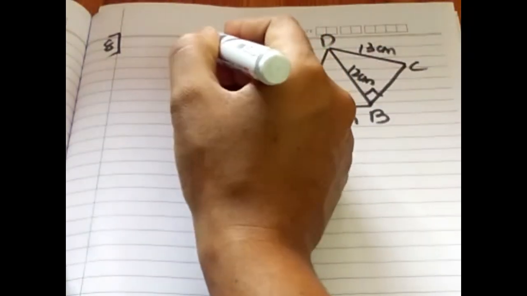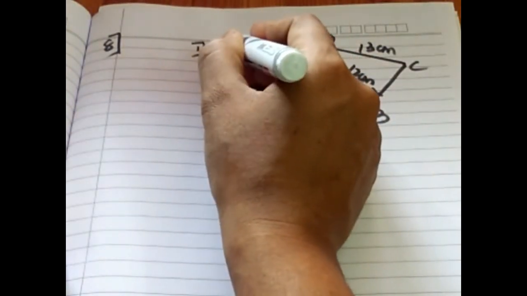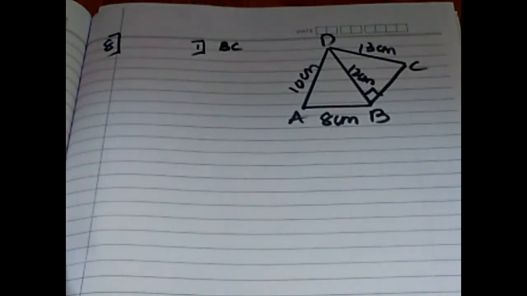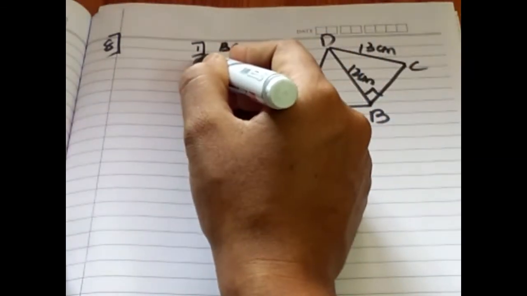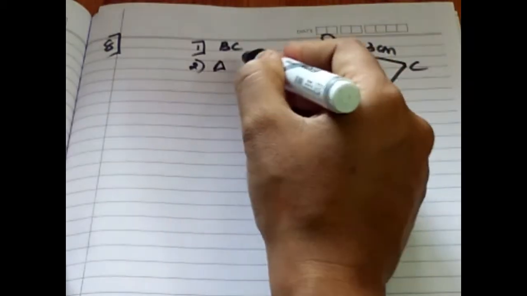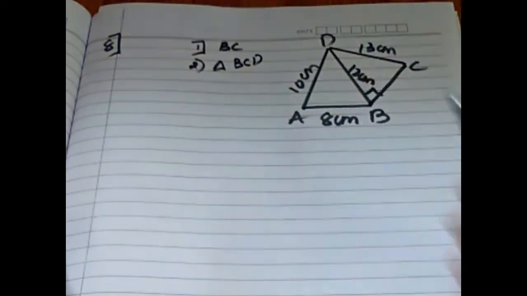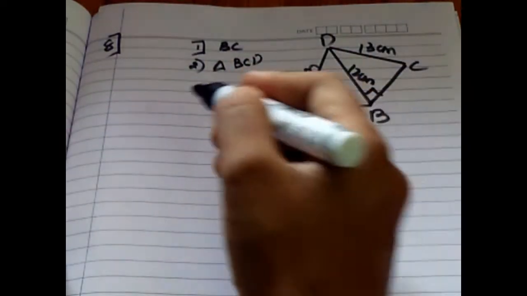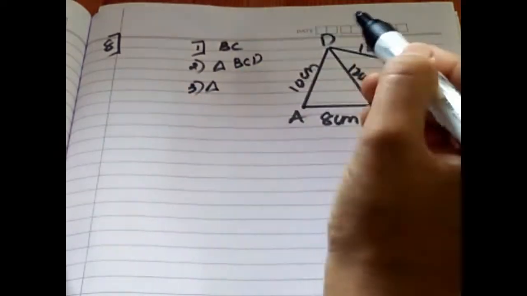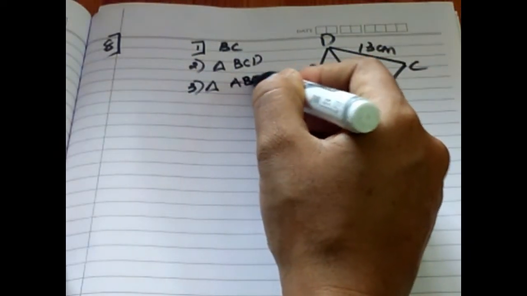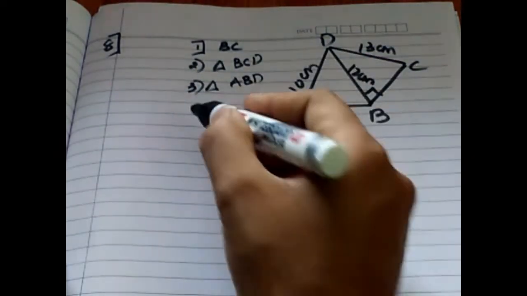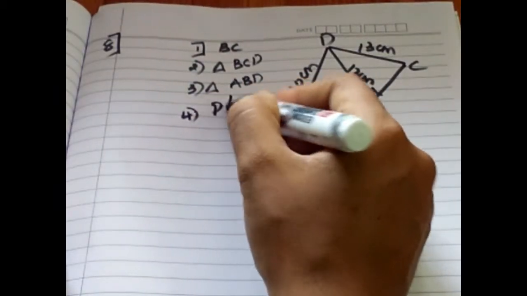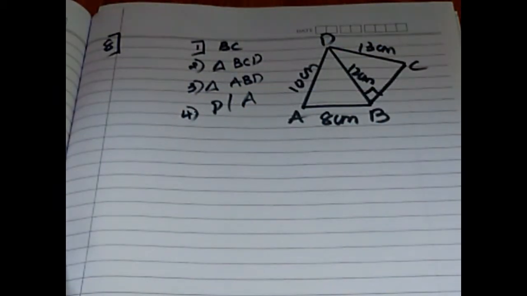Listen first. First step, by using the Pythagoras theorem, find the measure of BC. In the second step, find the area of triangle BCD, that is half into base into height. In the third step, find the area of triangle ABD by using Heron's formula. In the fourth step, let us find the perimeter and area. If you have got the point, pause the video, do it by yourself. Okay.